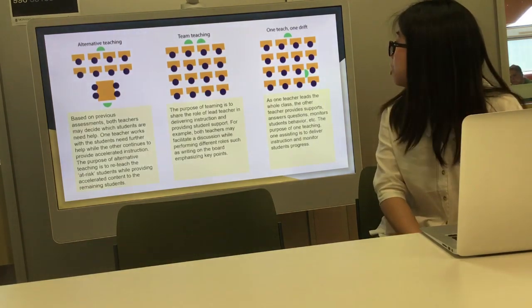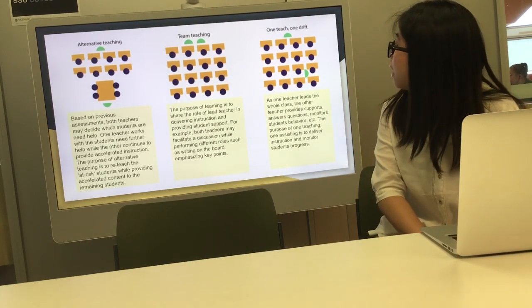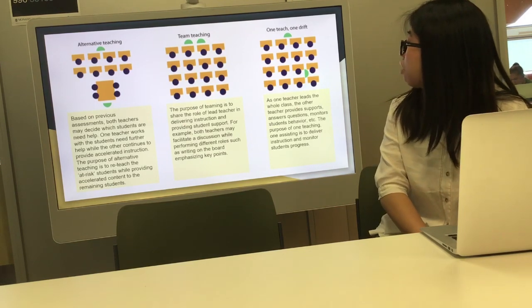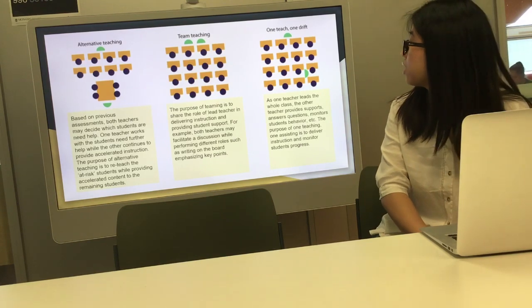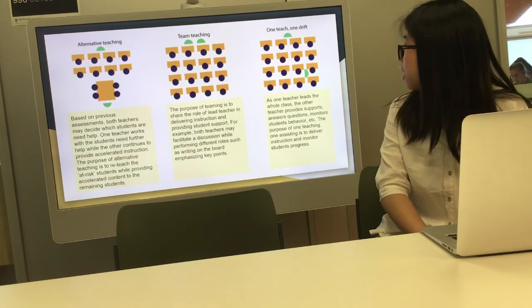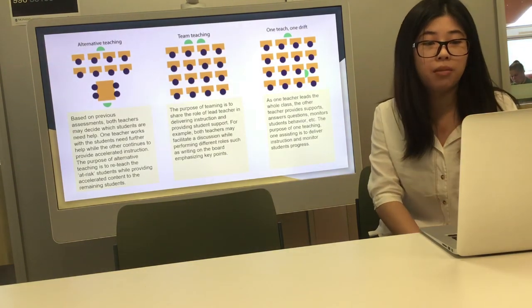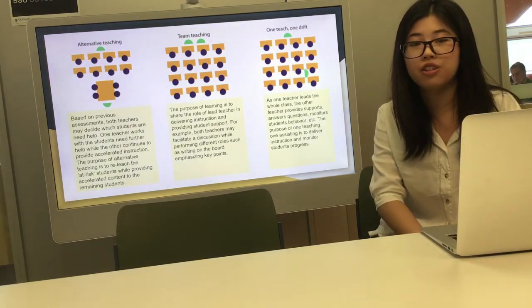And for the team teaching, we can see that two co-teachers work together at the front of the classroom. So the purpose of that is to share the role of lead teacher in delivering instruction and providing student support. For example, both teachers may facilitate a discussion while performing different roles, such as writing on the board, emphasizing key points. And the last one, one teach, one drift.